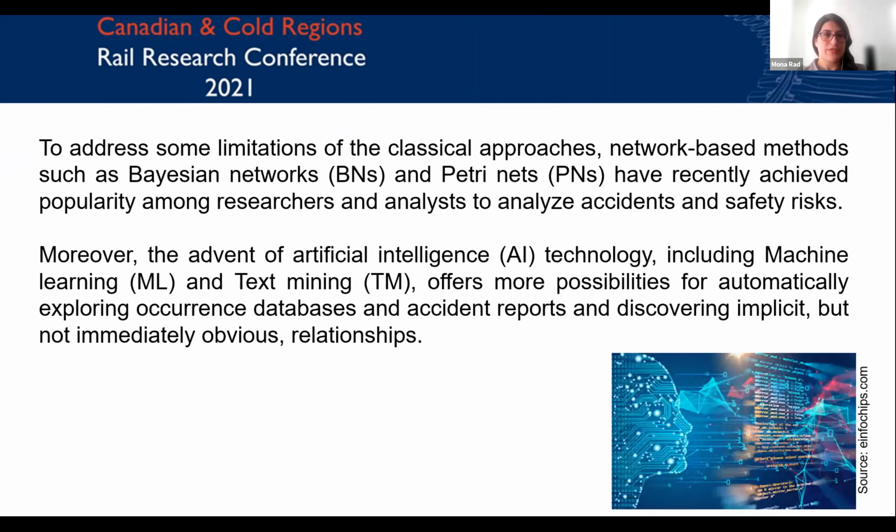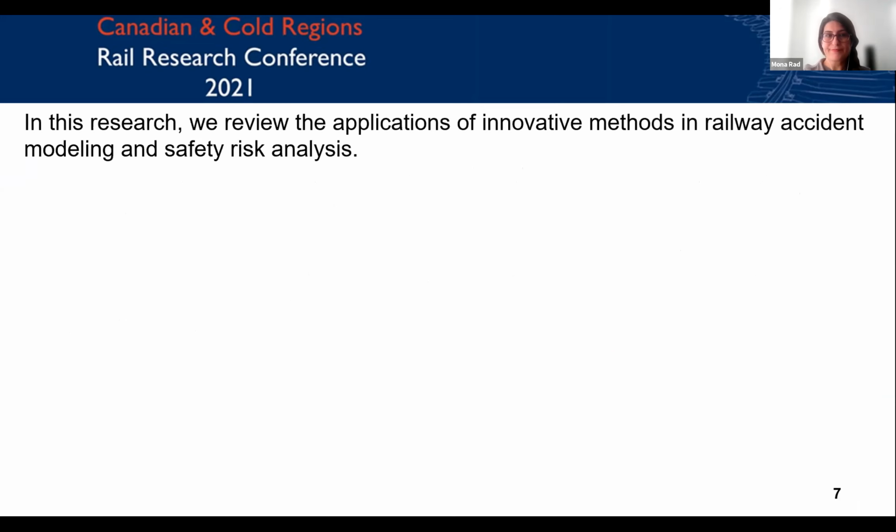To address some limitations of the classical approaches, network-based methods such as Bayesian networks and Petri nets have recently achieved popularity among researchers and analysts to analyze accidents and safety risks. Moreover, the advent of artificial intelligence technology, including machine learning and text mining, offers more possibilities for automatically exploring occurrence databases and accident reports and discovering implicit but not immediately obvious relationships.